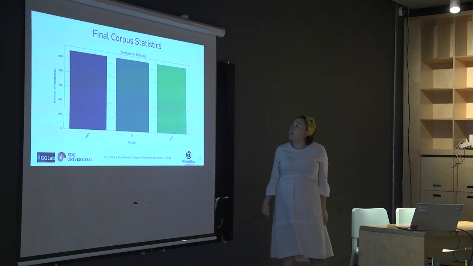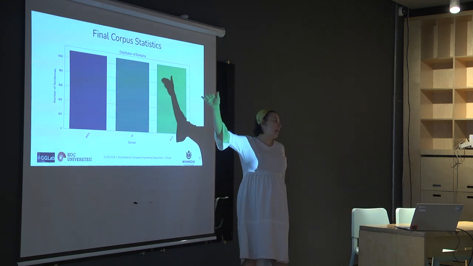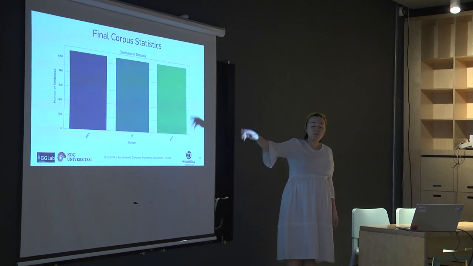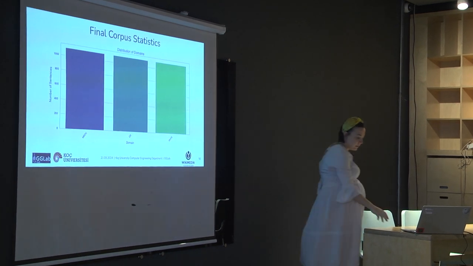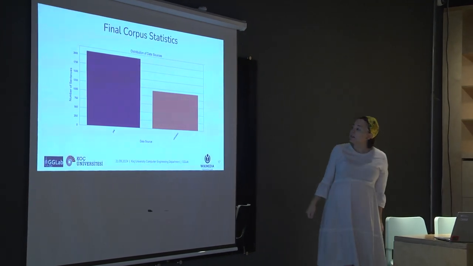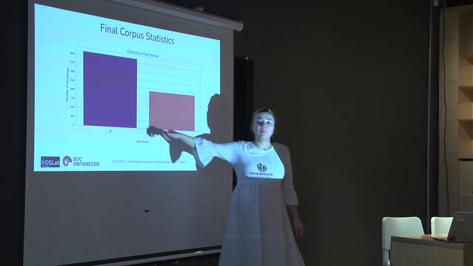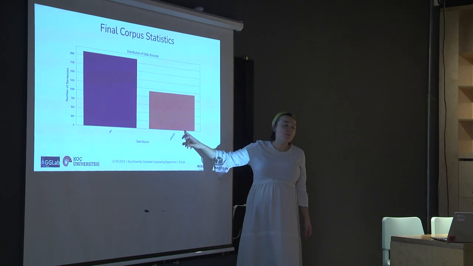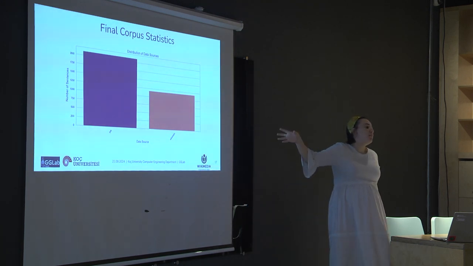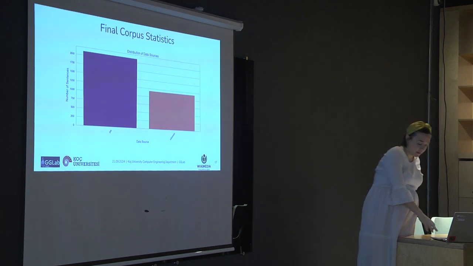So finally, we ended up with 1,100 sentences from 3 different domains, as we wanted. And we ended up with more thesis abstracts than Wikipedia content. But still, we have a mixture of Wikipedia and thesis abstracts.